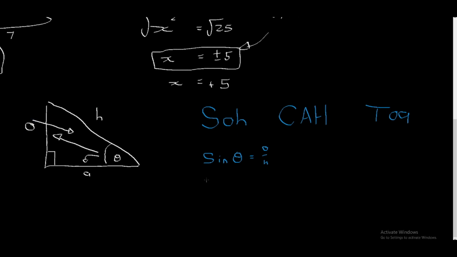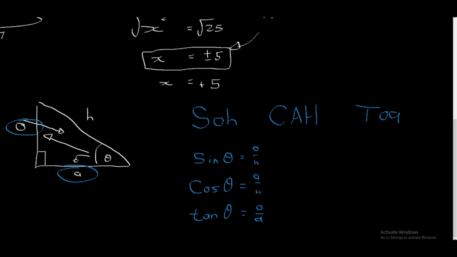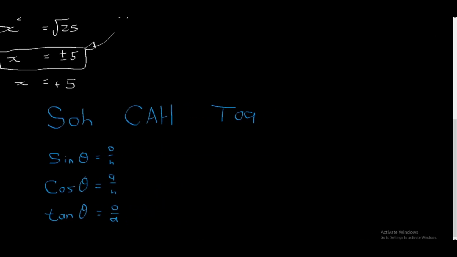Then we have CAH, which is cosine theta is equal to the adjacent over hypotenuse, which would be this side over this side. And then we have tangent theta, which would be equal to opposite over adjacent. And that's it. Very simple. Those are the three basic trigonometrical identities. So let's look at an example.